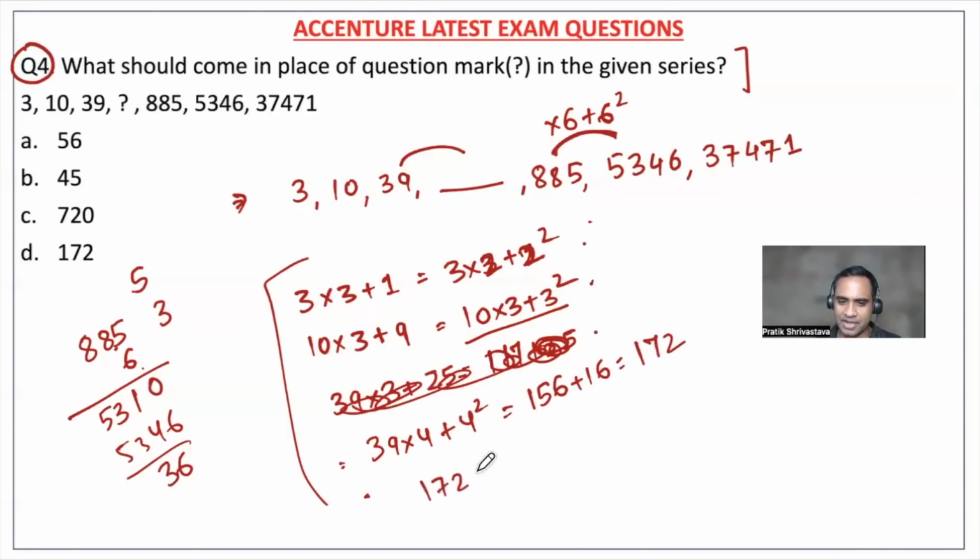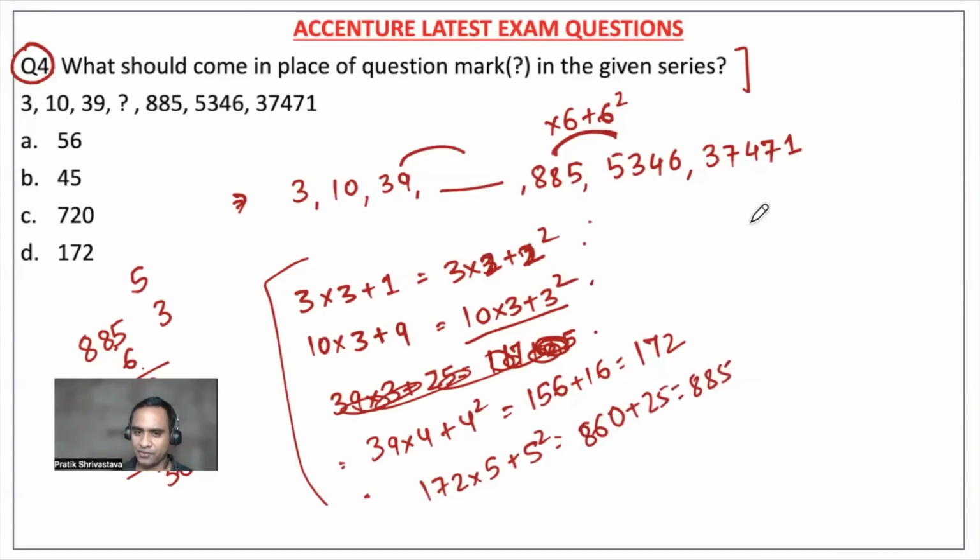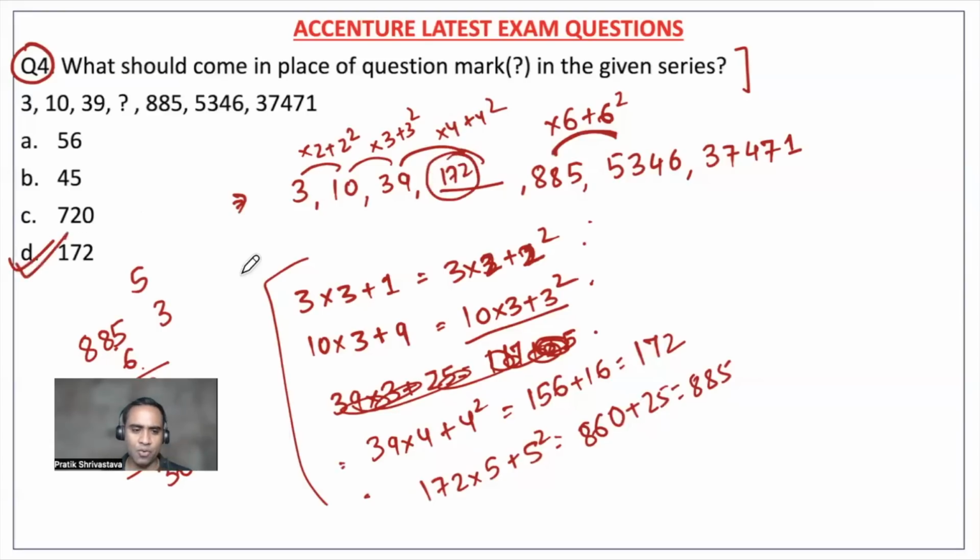Then 172 into 5 plus 5 square, so 5 twos are 10, and 860 plus 25 is nothing but 885. Then your logic is fine, right? So here into 2, 2 square, into 3, into 3 plus 3 square, into 4 plus 4 square, and here it will be 172. So friends, see, like how you will be getting it in the examination.